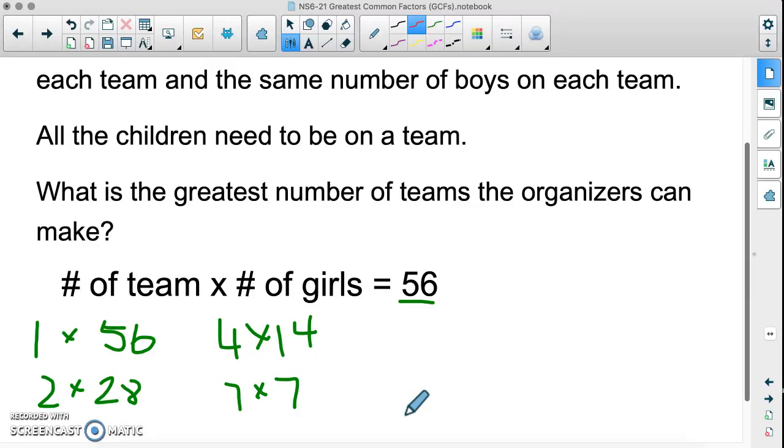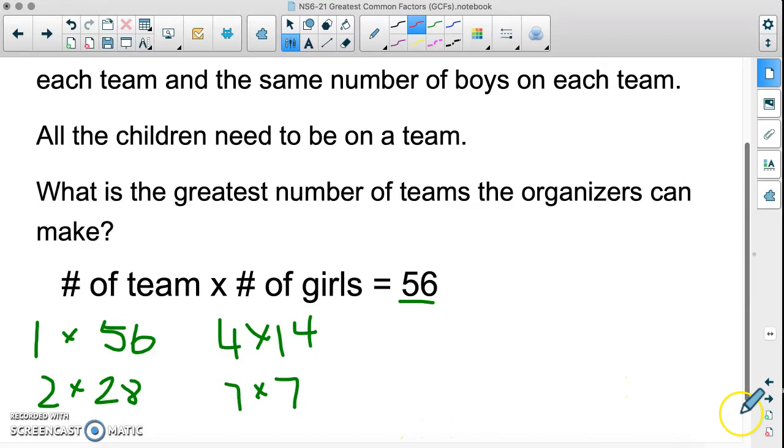So if that number of girls are on each team, how many teams are there? There could be 56 teams if we had one girl on each team. There could be 28 teams if we had 2 girls on each team, and 14 if we had 4 on each team. So continue on with that.